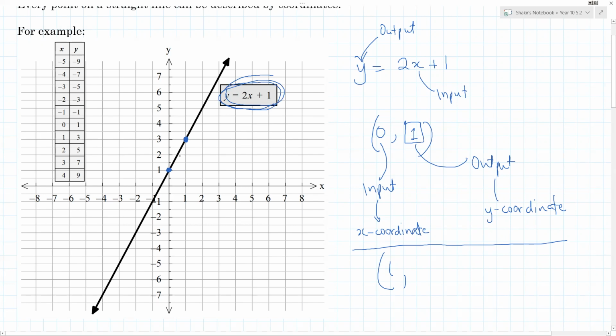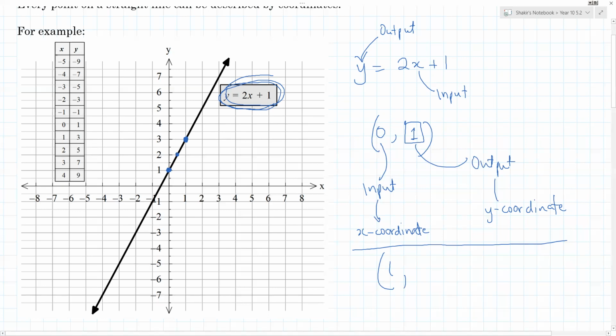Okay, now you could put in 0.5. If I put in a half, my output will be 2. Let's try that. 2 times a half, what's half of 2? 1. 1 plus 1 is 2. And as you can see, it was 2, as expected. So with this line, we can make predictions because we know the rule, and we can view the rule graphically.